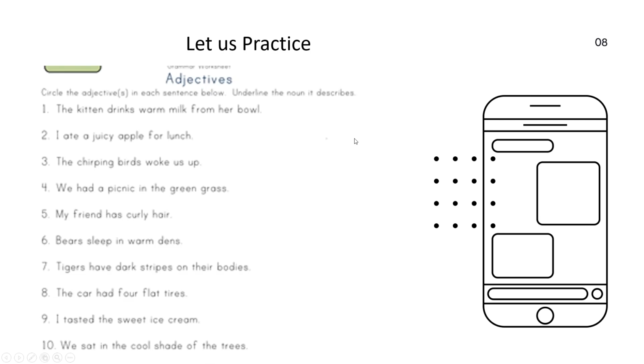Alright, so I just went on the internet and I found this worksheet. So kudos to whoever made it, okay? So we're gonna practice together. It says circle the adjectives in each sentence below. Underline the nouns it describes. Alright, so I'm going to give you a chance to just take a look at it, read through, and see how best you can get these answers.